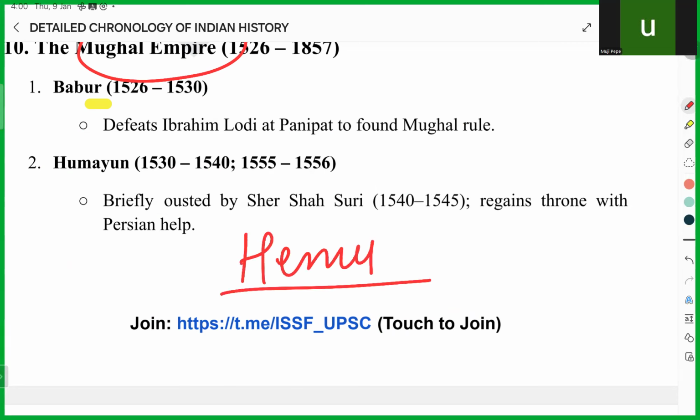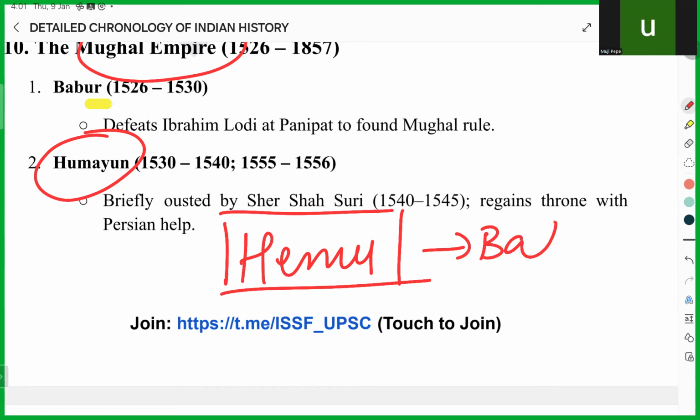Okay, there was a person whose name was Hemu, and already Humayun had passed away. Humayun जो है he had passed away, and Hemu जो है he was pressuring the Mughal Empire. So they fought a battle of Panipat. They fought what? They fought the battle of Panipat.